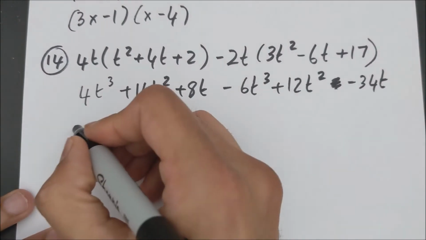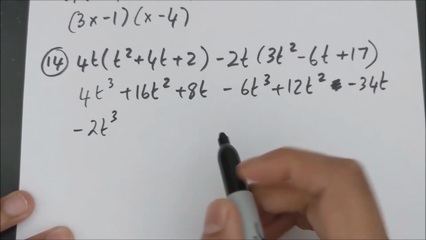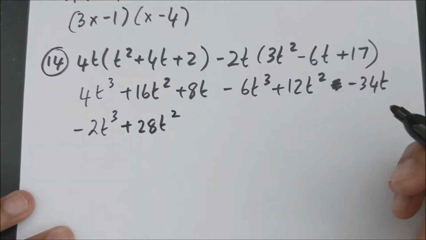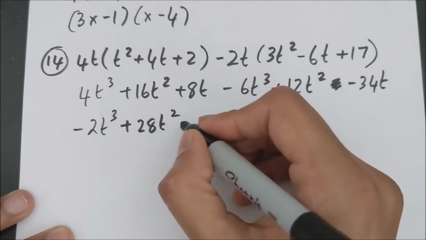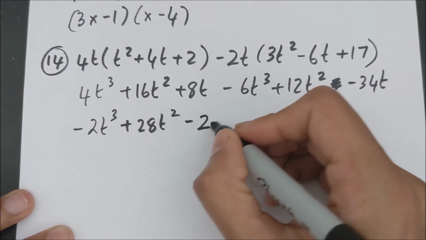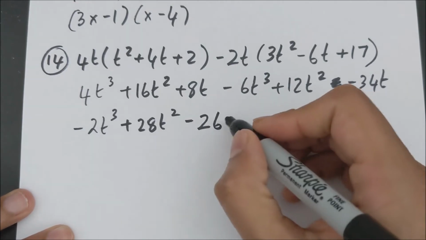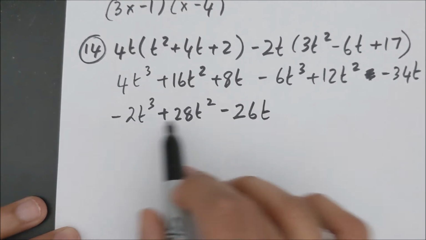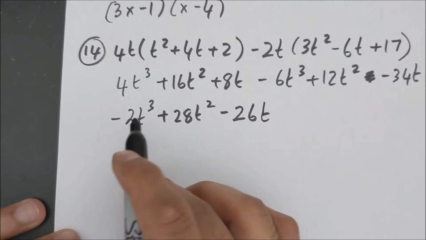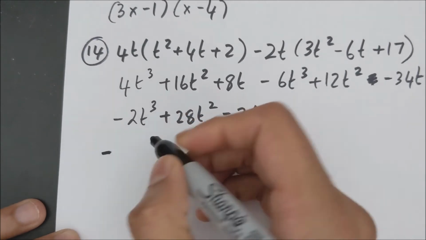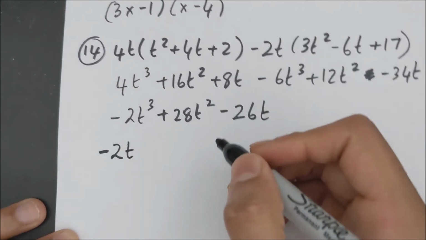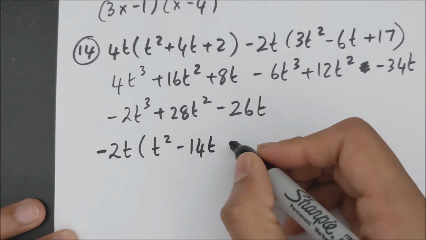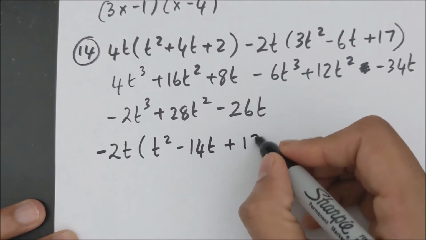I'm going to combine like terms next, so that's -2t cubed, 16 plus 12 plus 28t squared. 8 minus 34 is minus 26t. Okay, now I have a trinomial. I want to take out my common factor first. If your first term is negative, you always want to take out a negative. So I'm going to take out -2t. That's my common factor. And I'm left with t squared minus 14t plus 13.